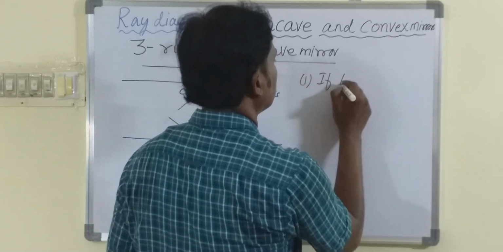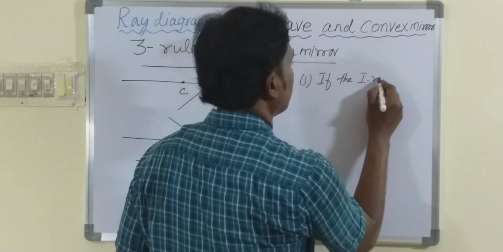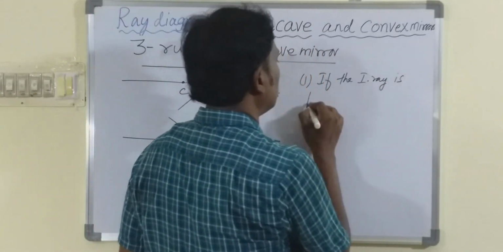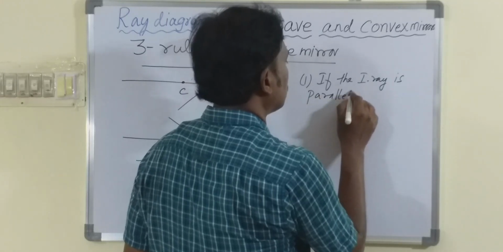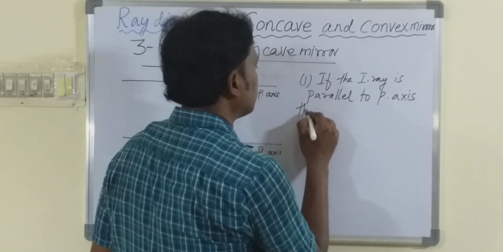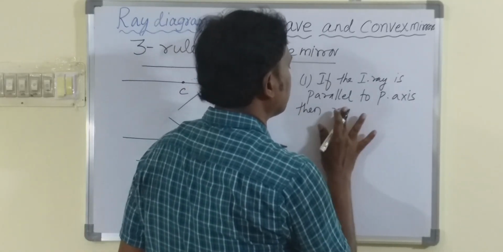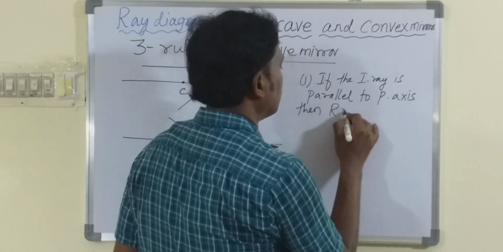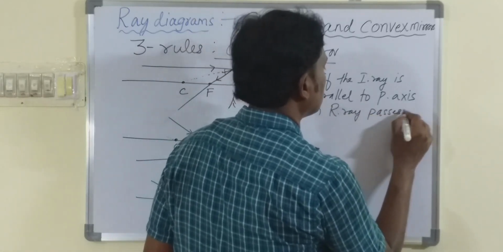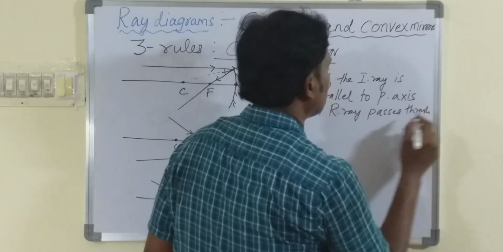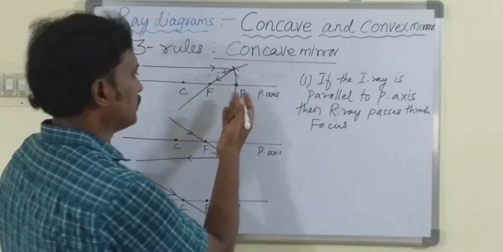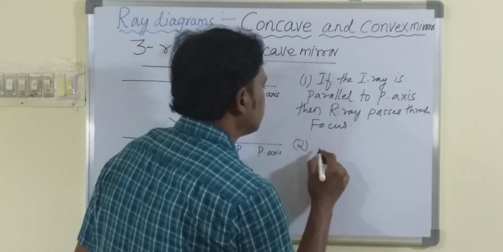If the incident ray is parallel to principal axis, then the reflected ray passes through focus. This is the first one. Now coming to the second one.